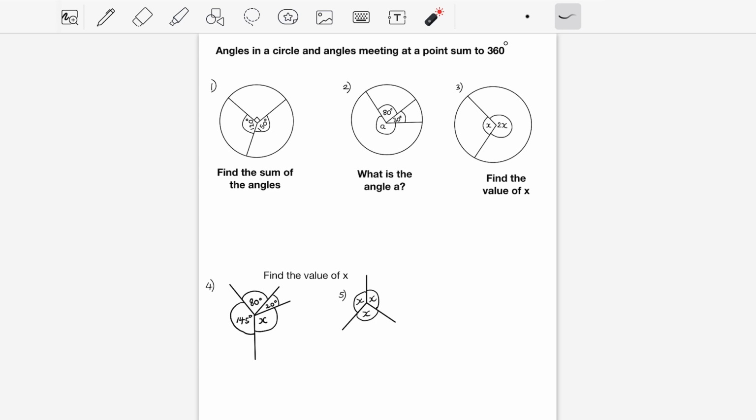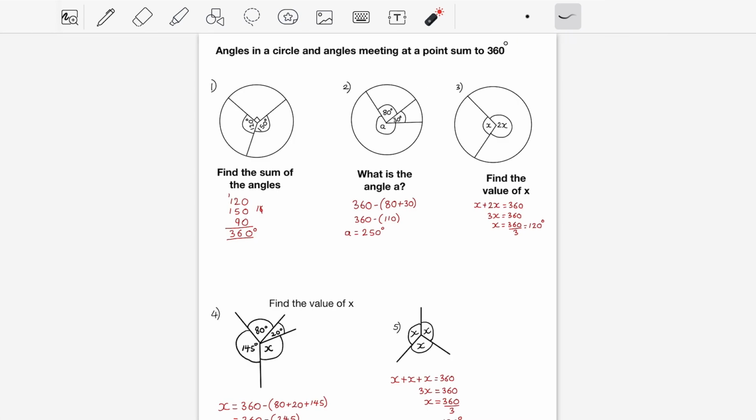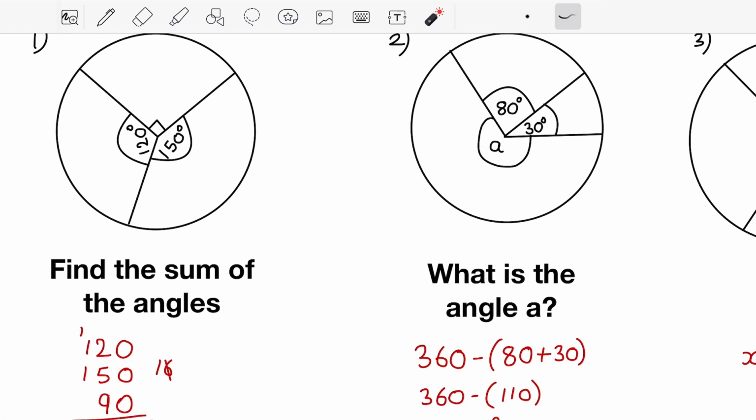Okay, that's correct. So number 1, we should all be able to add at this point 120 plus 150 plus 90. That's 360 degrees, exactly the question we did before. Number 2, 80 plus 30 is 110, and if you take 110 away from the total, we'll get 250.